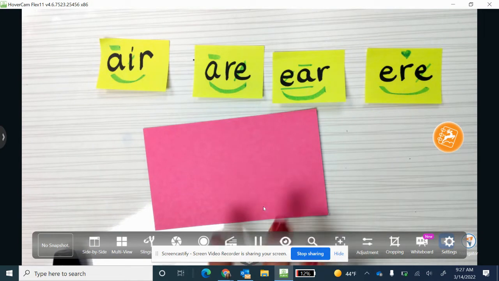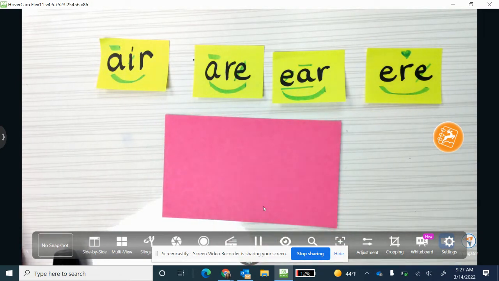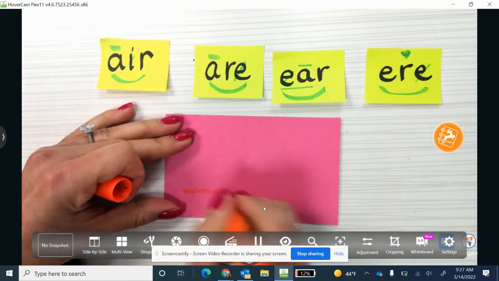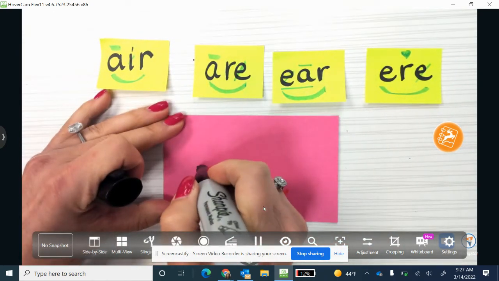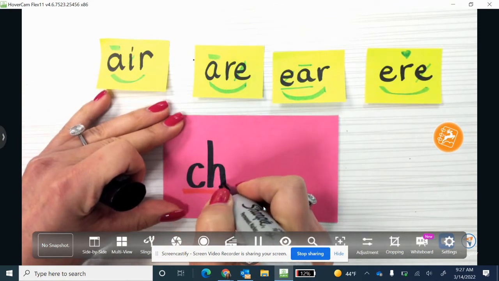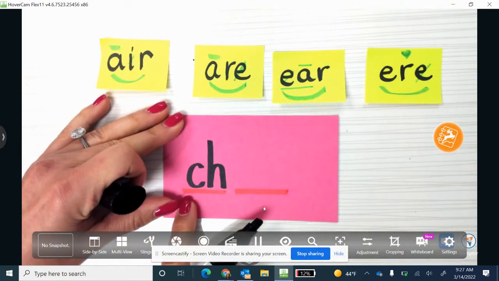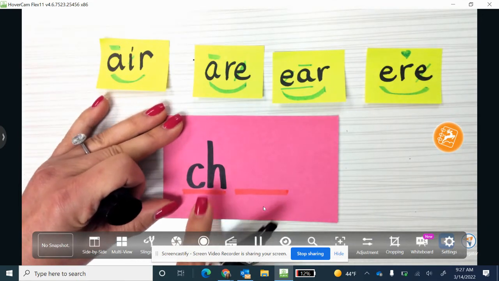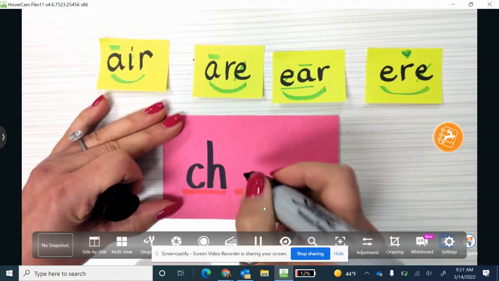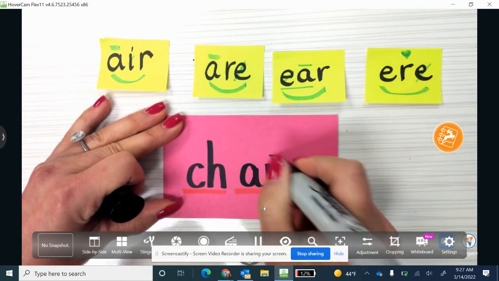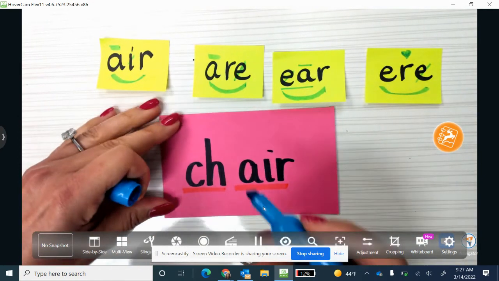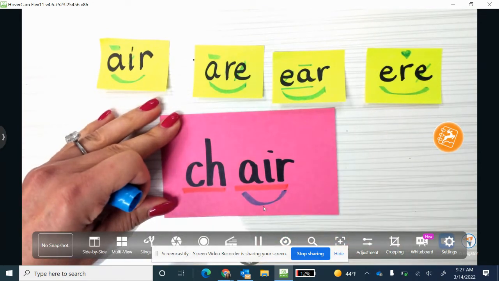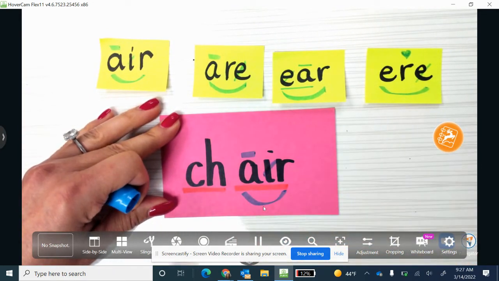Number 6 is chair. The chair has a hard seat. Chair. We have our digraph. The CH, what does the CH say? Okay. And air, we are going to use the AIR pattern. Chair. Okay. I'm going to show that they cannot be separated. Chair.